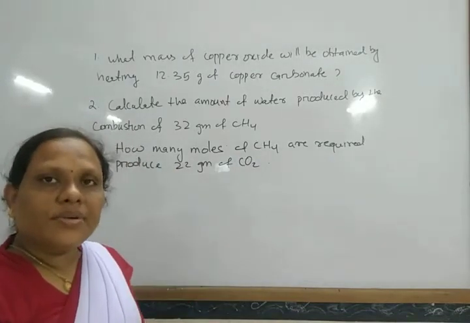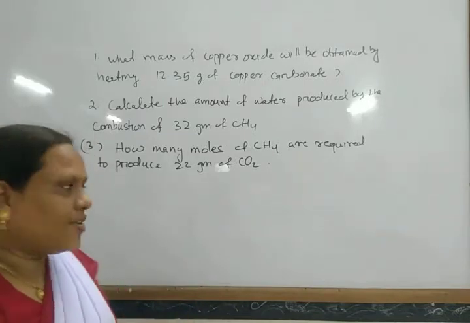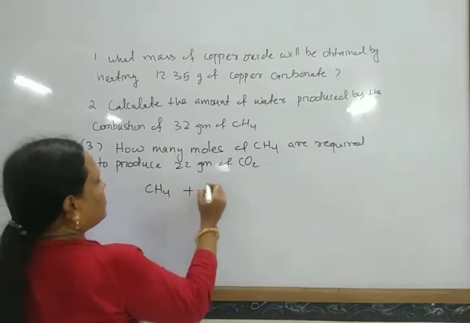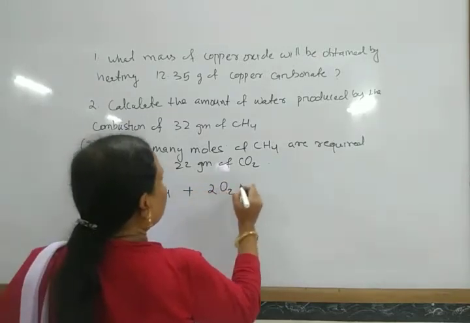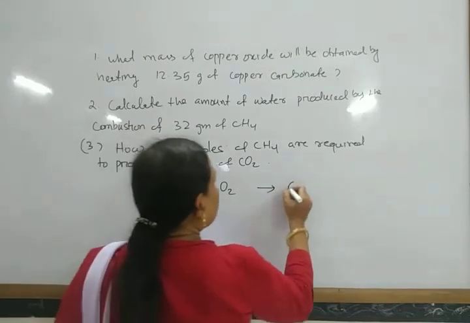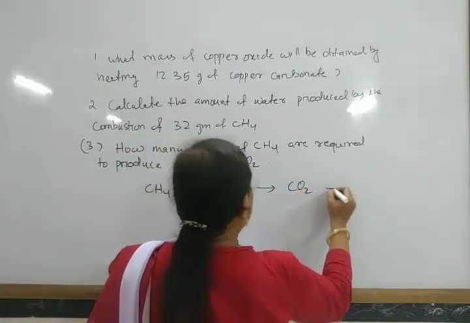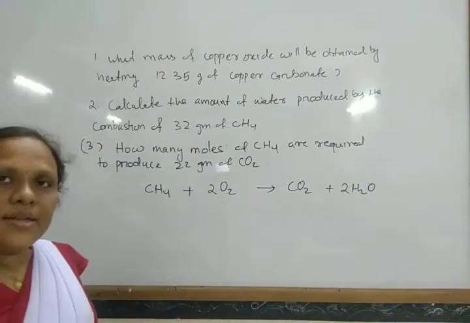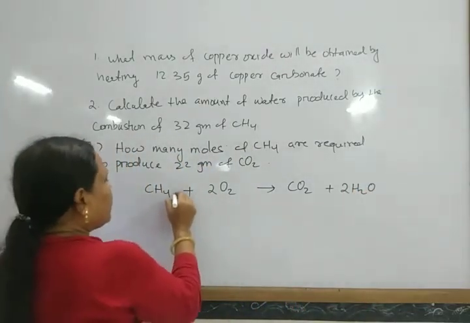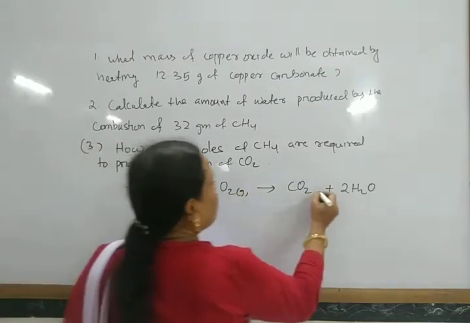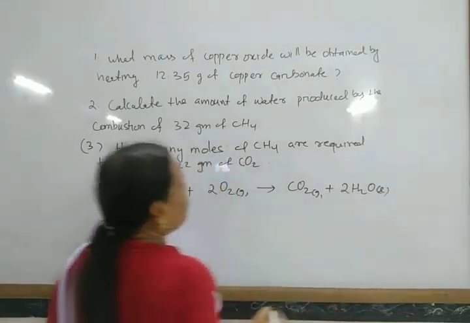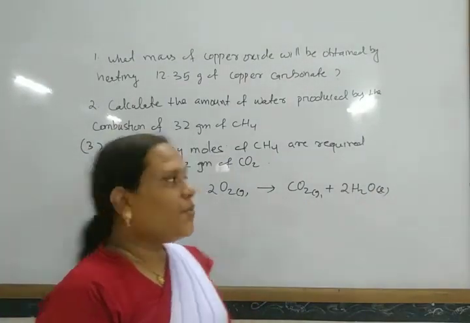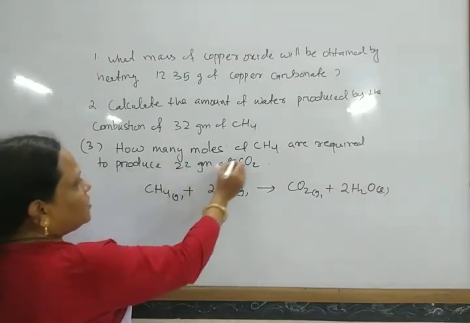So first we have to write a balanced equation for this. CH4 plus 2O2 gives rise to CO2 plus 2H2O. So this is the balanced equation. You know this is in gaseous form. These are gas. This is in liquid form. And this is 1 mole, 2 mole, 1 mole, 2 mole. Given, how many moles of methane?